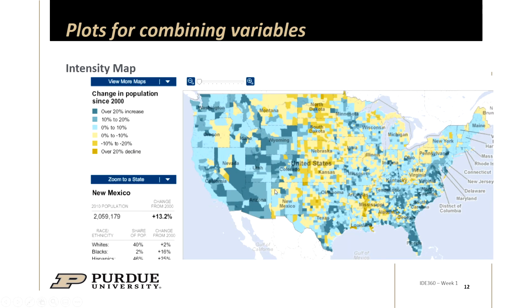So, plots for combining variables. This is an intensity map. As you might remember, a state is a categorical variable, right? Or county, or whatever category that cannot be used as a number. So in this case, we have the categorical variable of location and then a numerical variable of change in population, which is then categorized as different ranges. So you color code those ranges, and then you can see two different variables at the same time within the locations of the United States.